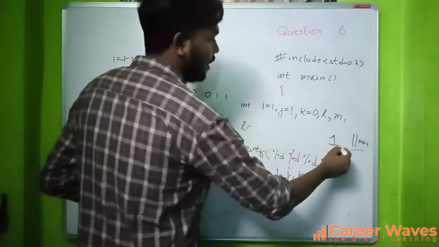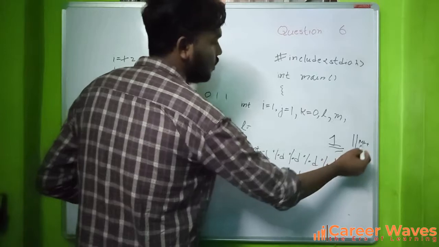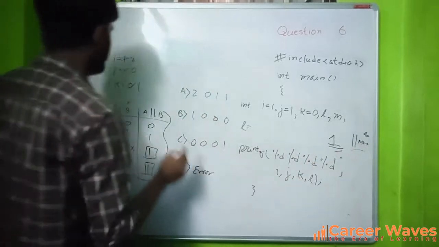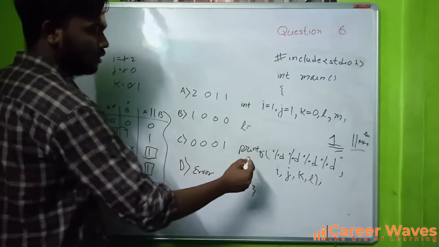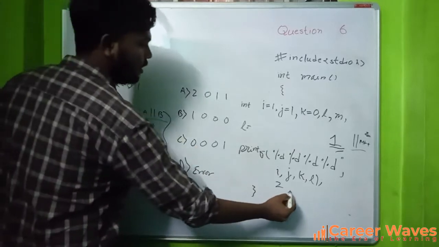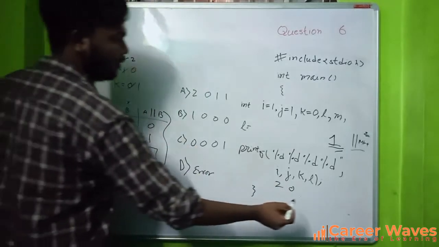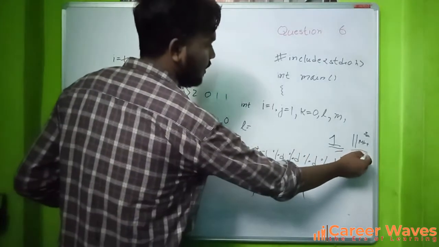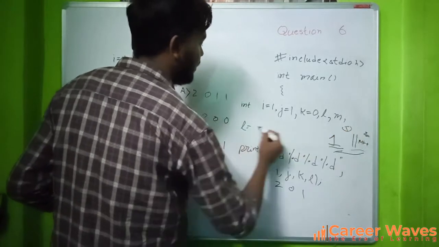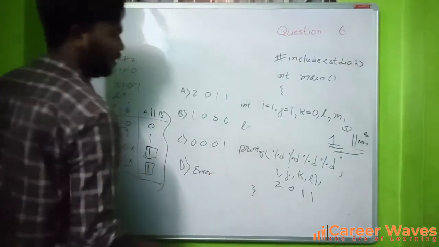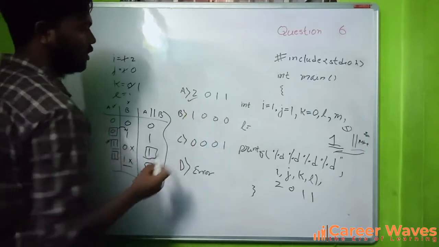So here 1 OR. Since we got 1, there is no need of looking at this value, so m will not be resolved. Now in the printf, the value of i is 2, so 2 will be printed. The value of j is 0, so 0 will be printed. The value of k will be printed as 1. The value of this expression is resolved as 1, so l becomes 1 and the value of l that will be printed is 1. So the output for this will be option A, 2011.